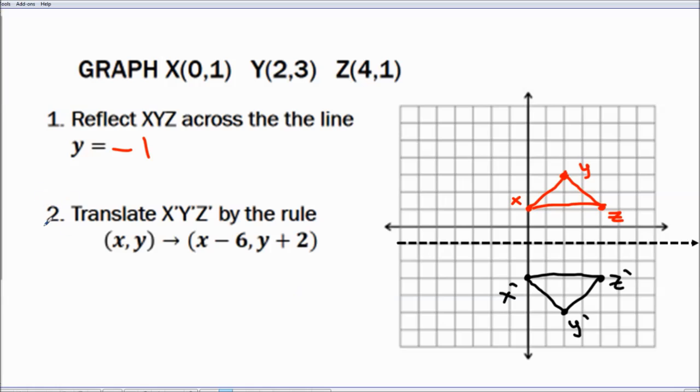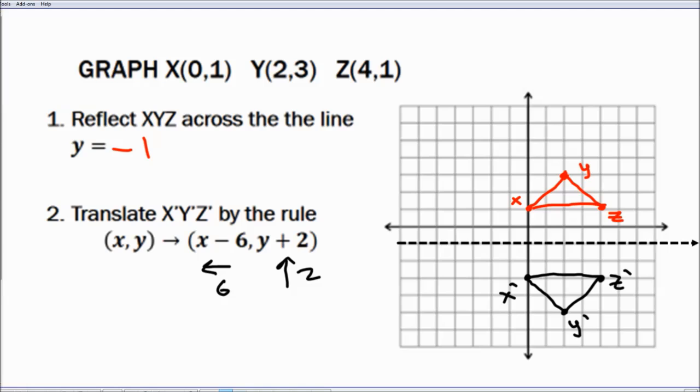Now we're going to go to number two. Translate x prime, y prime, z prime. There we go. X prime, y prime, z prime. By the rule, xy maps onto x minus 6, y plus 2. And so what a great chance for us to review. Do you remember what the minus 6 does? Does that go up, down, right, or left? Remember, x is the left and right direction. Negative is that way, so that moves it to the left. Y plus 2, y is the up and down direction. Plus is positive, so that means it's going up 2. So I like to always write these down. So we're going left 6, and we're going up 2.